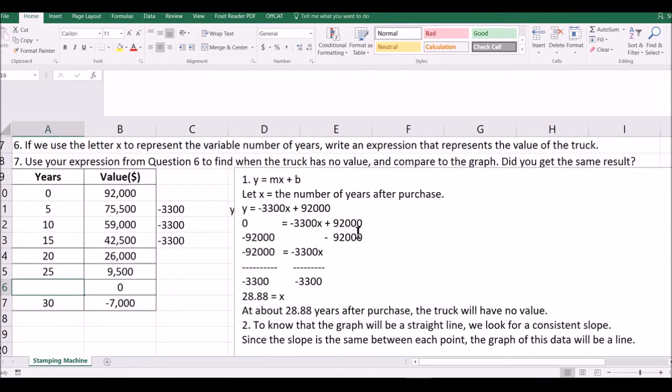Well, let's think about it. We have it right here. So over here we had 0 equals negative 3,300 x plus 92,000 right here. So we can put over here how to get that value. Well, equals, we did it right here. Negative 92,000 divided by negative 3,300. So that's what we're going to do right there. Negative 92,000 divided by negative 3,300.